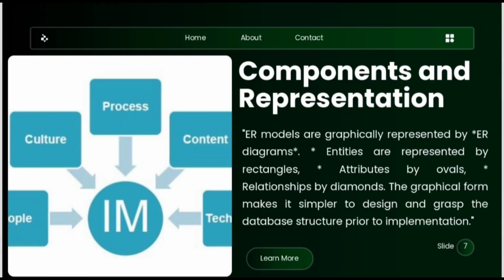Components and representation. ER models are graphically represented by an ER diagram. Entities are represented by rectangles, attributes by ovals, relationships by diamonds. The graphical form makes it simpler to design and graph the database structure prior to implementation.